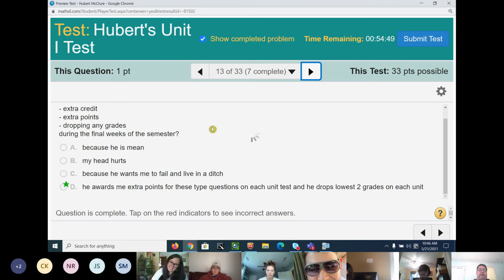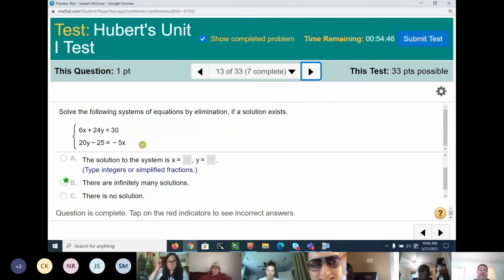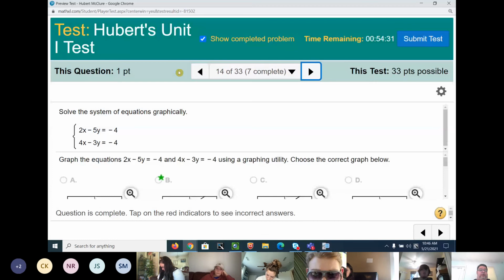This one is elimination. Ooh, that one's kind of nasty. You might have to work on that one. That's number 13. 11 and 13. Write those down. We'll come back to them when we've got time. 11 and 13. I'm trying to find some that we haven't gone over.